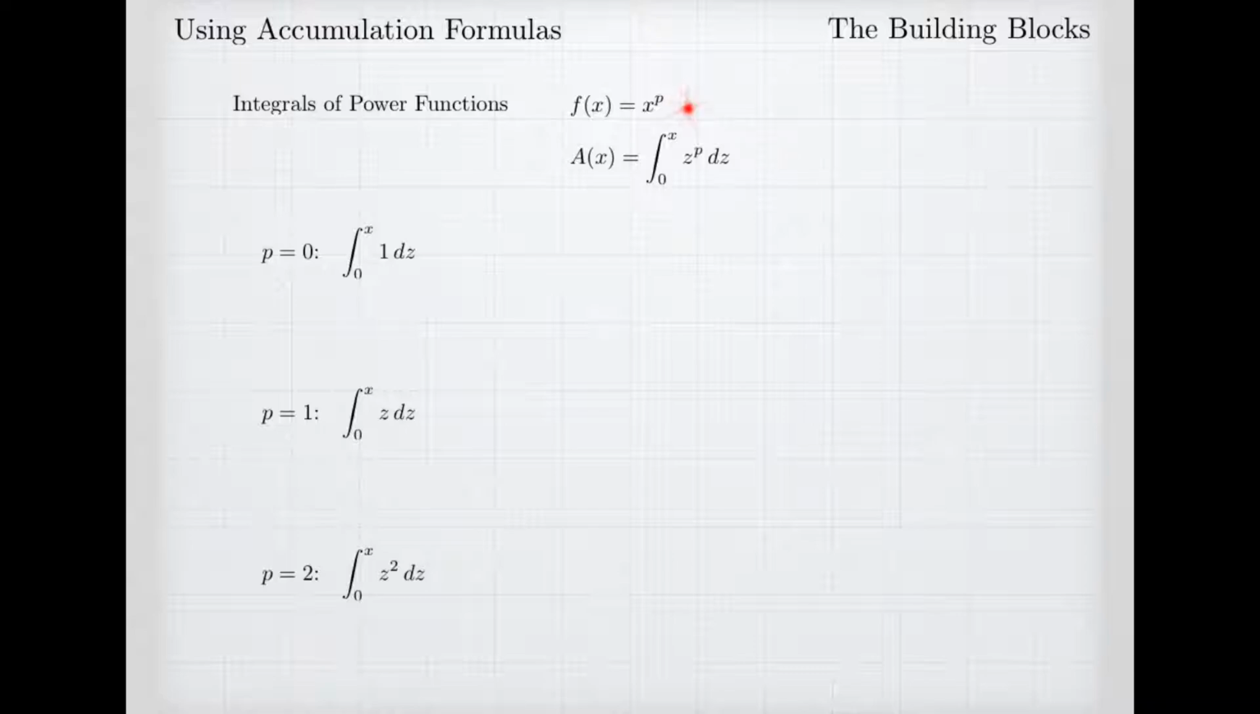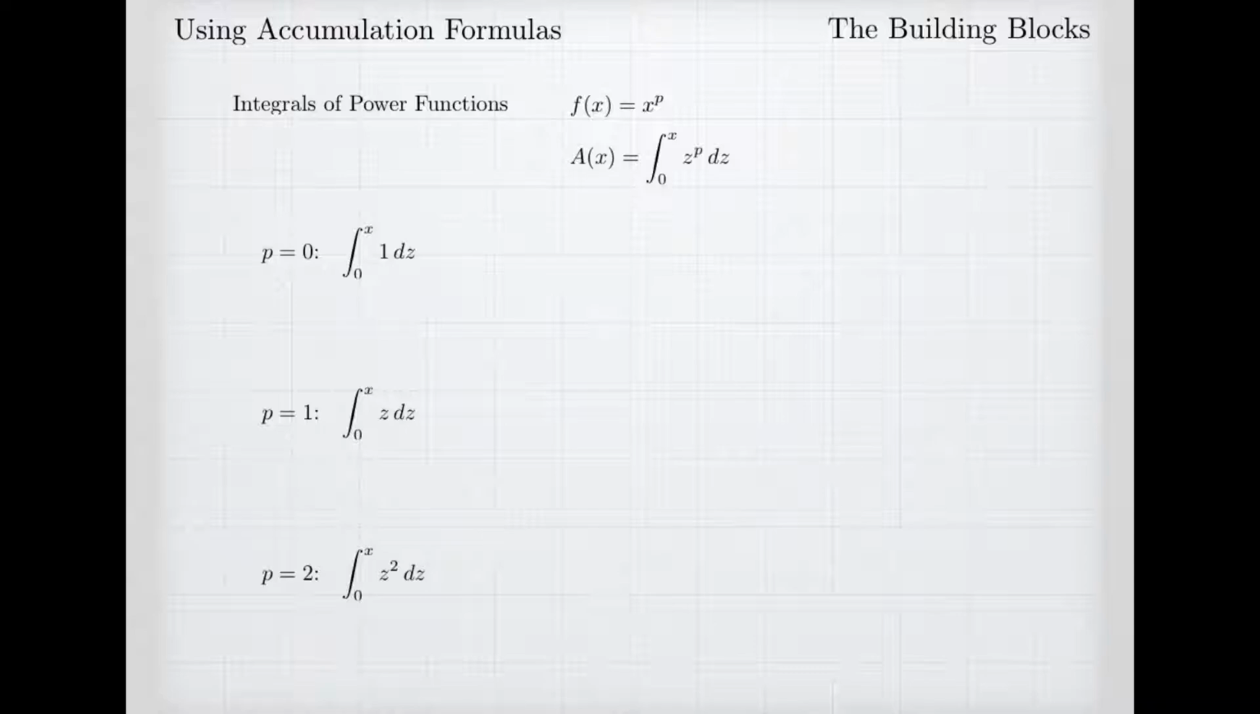So we're going to be looking at integrals of functions that are powers of our independent variable, or our integration variable. So we're starting with these functions that are x to some power. Our accumulation functions, we're going to always, for these powers, start at x equals 0 and see what happens as I go to any arbitrary endpoint. Because my endpoint here is x, I need to change my variable of integration. I'll use z for this video.